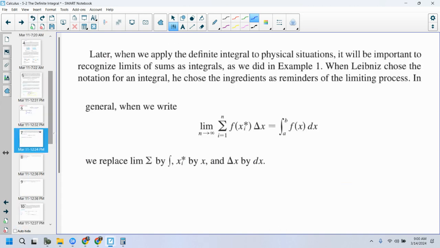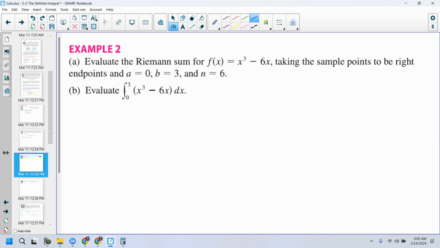I think I want to do this next. Okay, now, evaluate the Riemann sum for x to the third minus 6x, taking sample points to be the right endpoints, a equals 0, b equals 3, and n equals 6. And then I am going to evaluate the integral from 0 to 3 of x to the third minus 6x dx.